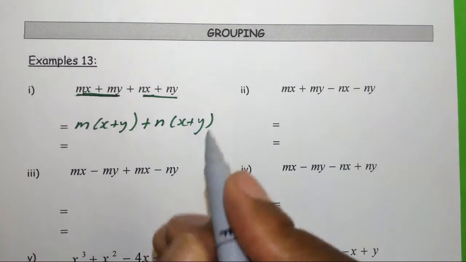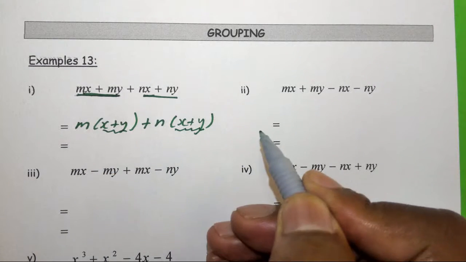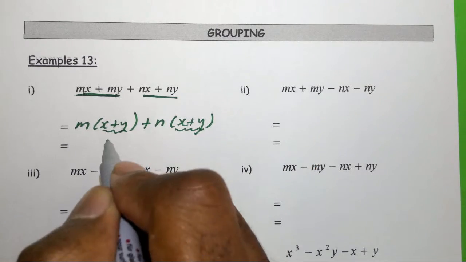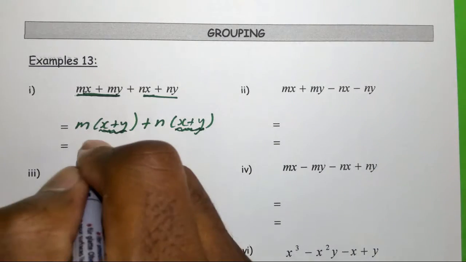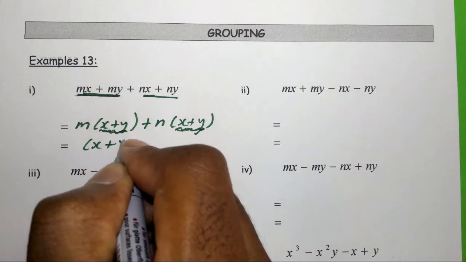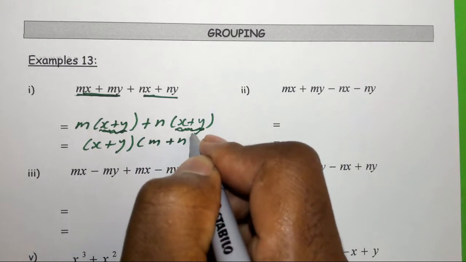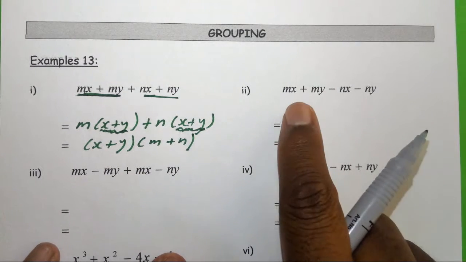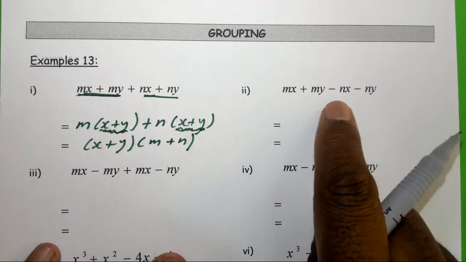Now, if you see that that bracket is the same as that bracket, that's what you're trying to aim for in factorizing by grouping. Then I can pull a common factor, which is x plus y. So I have x plus y as my common factor. What is left? m plus n bracket. Okay, great.